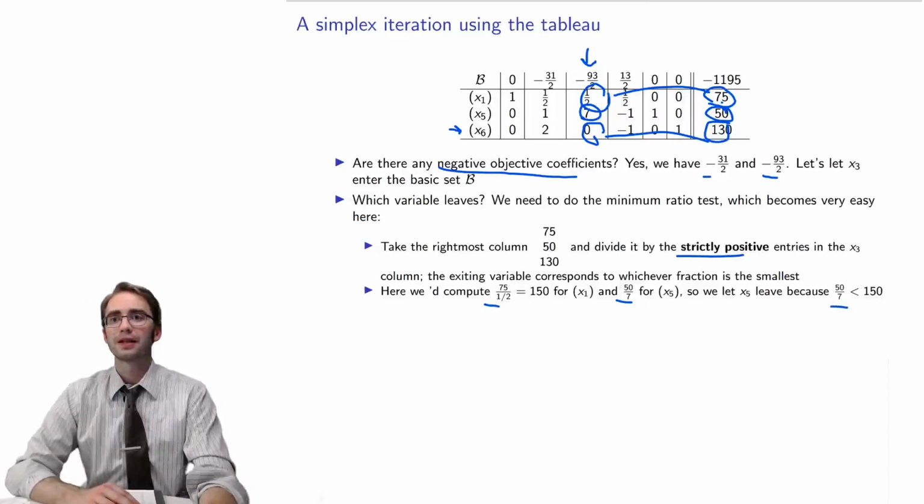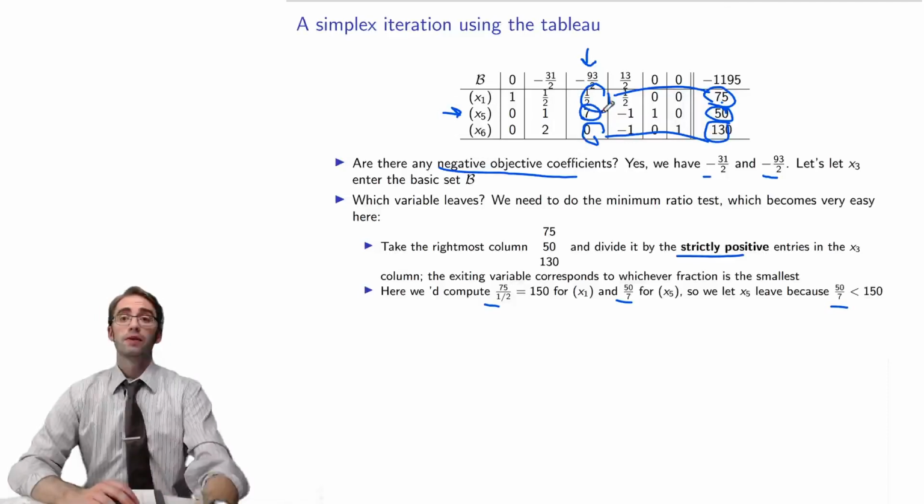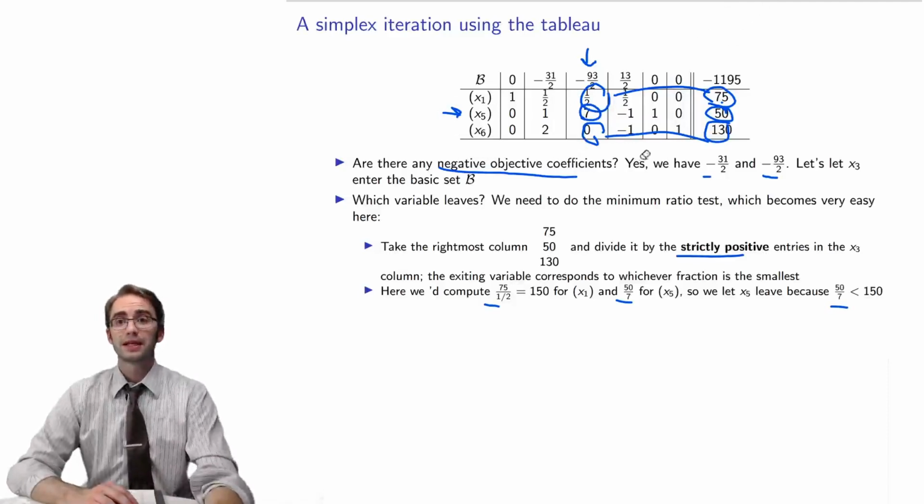So then you'd make a little note, and let me make sure I erase that arrow there for x6. And then what I would do is draw a little arrow like that, and I would say, okay, now I know what this step looks like. I'll erase all this stuff too. Now I know what needs to happen. I know that x3 is going to enter my basic set, and x5 is going to leave.